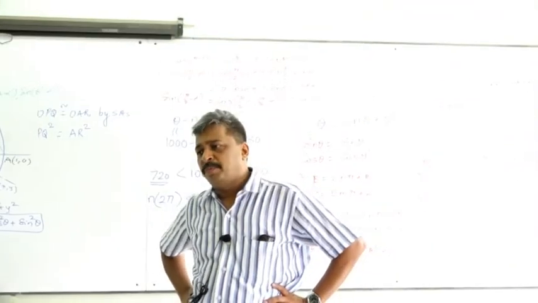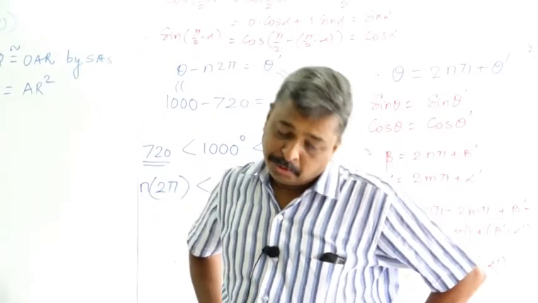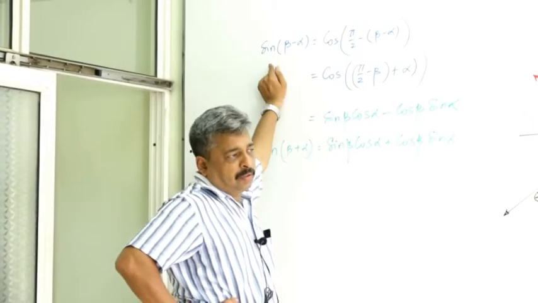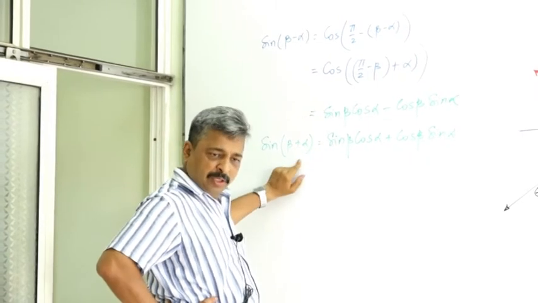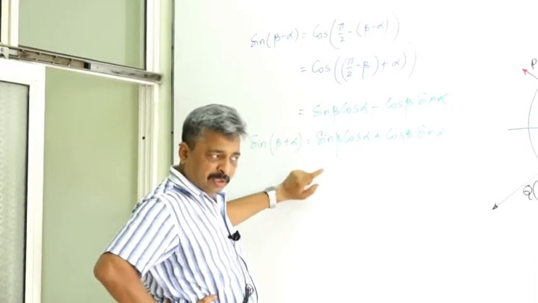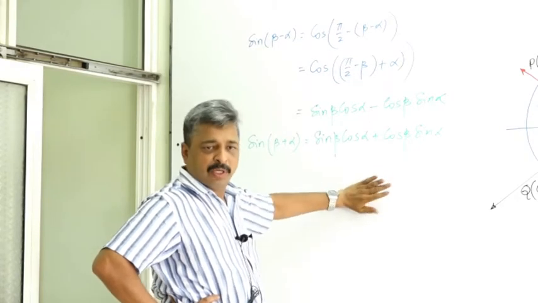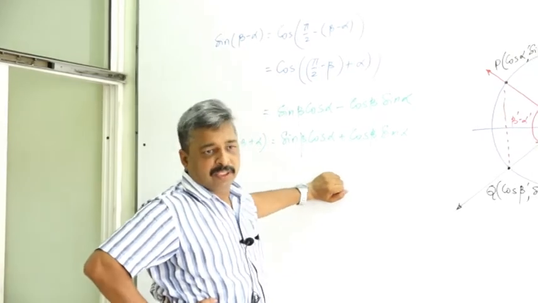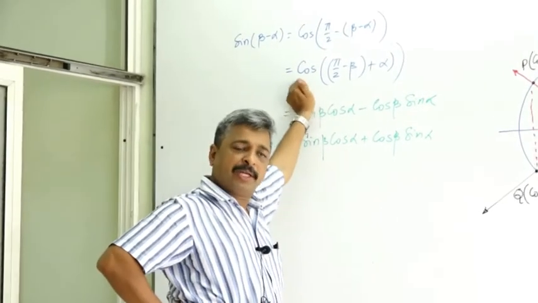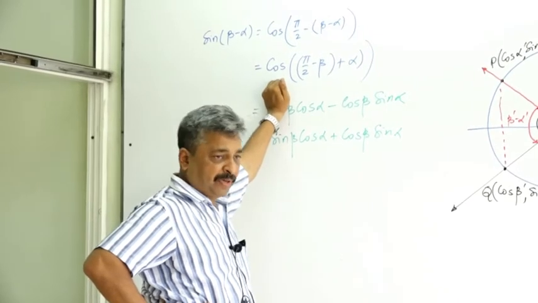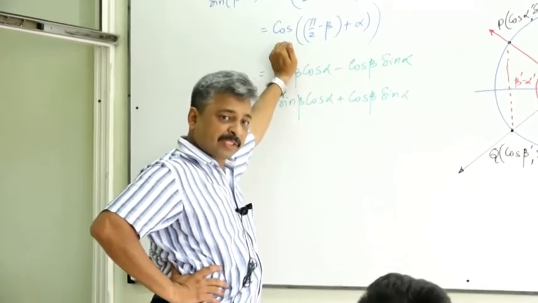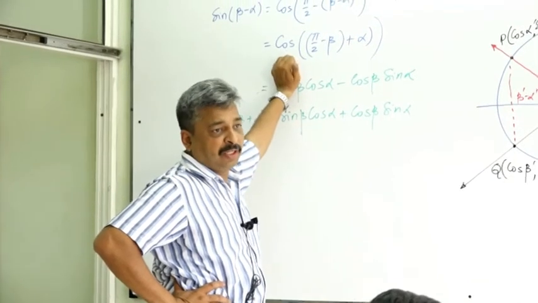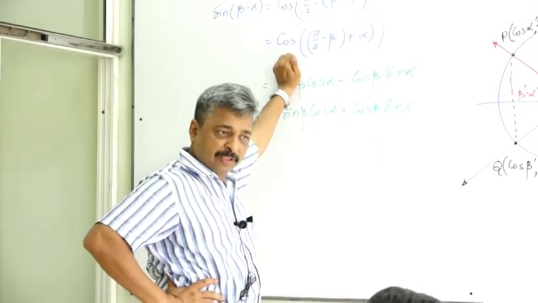Have you got all the 4 formulae ready with us? Now we need to remember them. So how do we remember? Sin(A plus B) is sin A cos B plus cos A sin B. So sin of summation is sin cos plus cos sin. Sin of difference, sin cos minus cos sin. Cos of difference, cos cos plus sin sin. Cos of summation, cos cos minus sin sin.